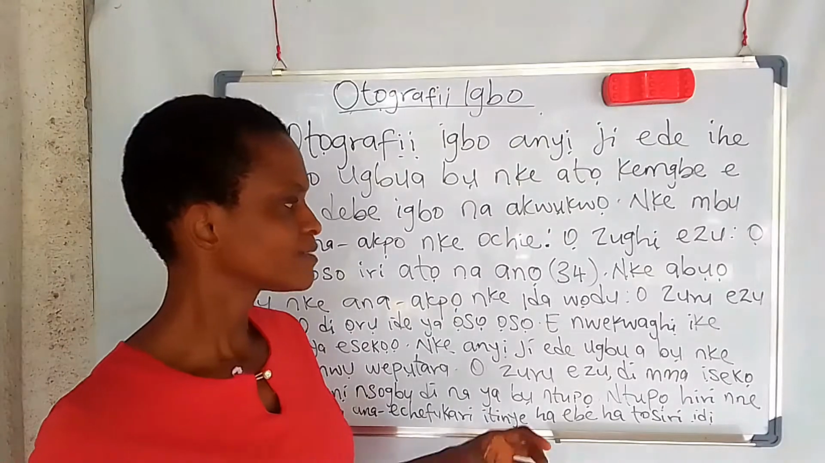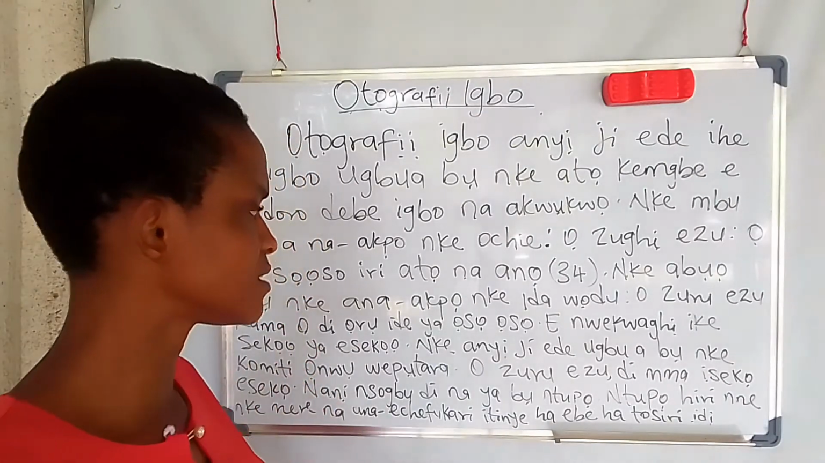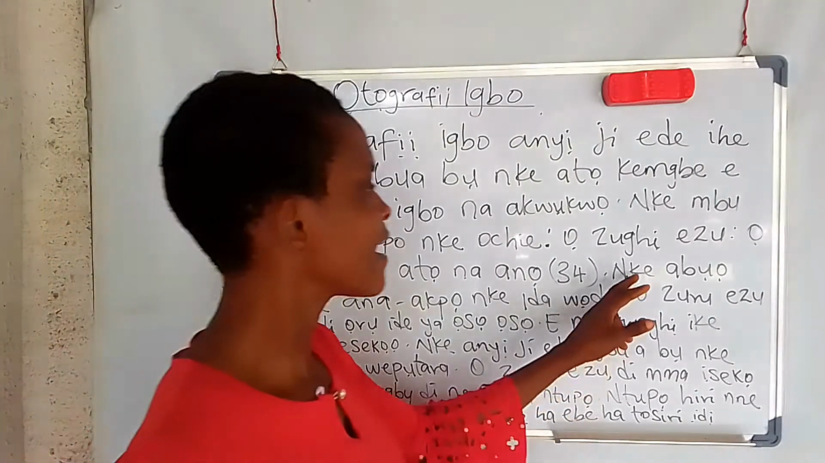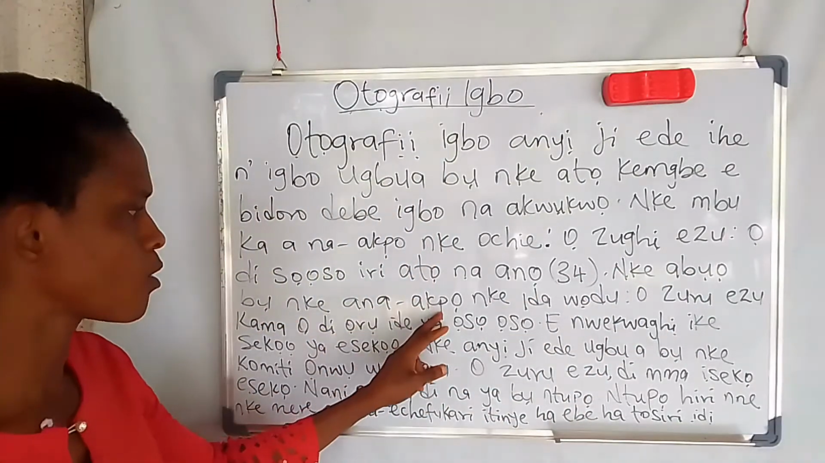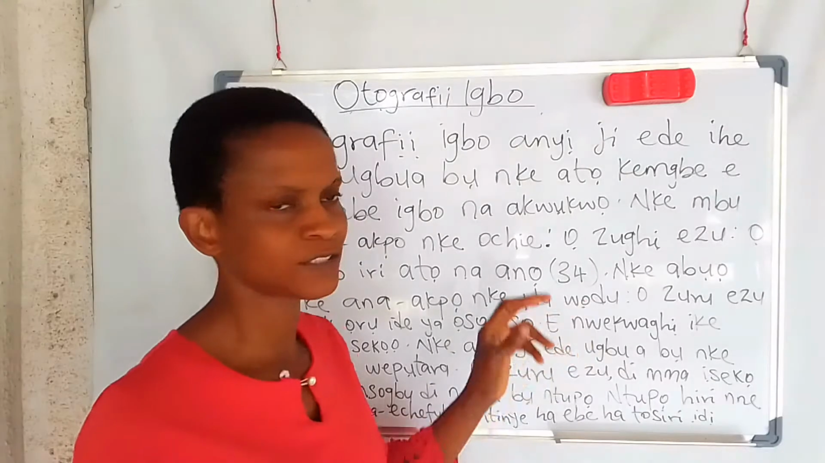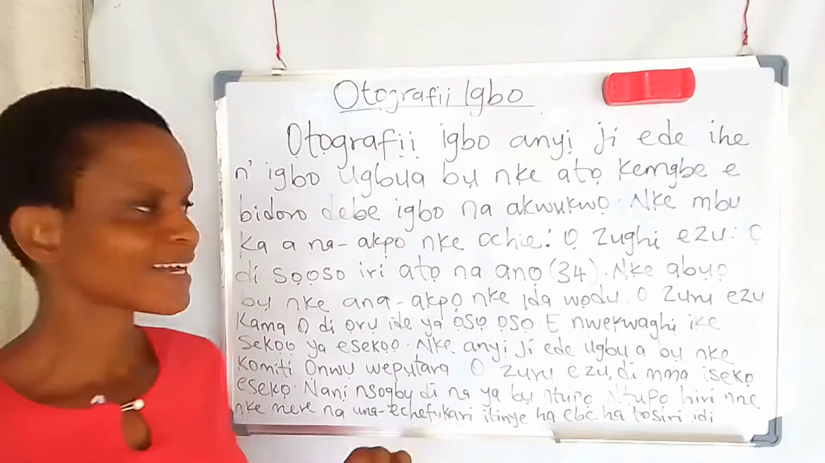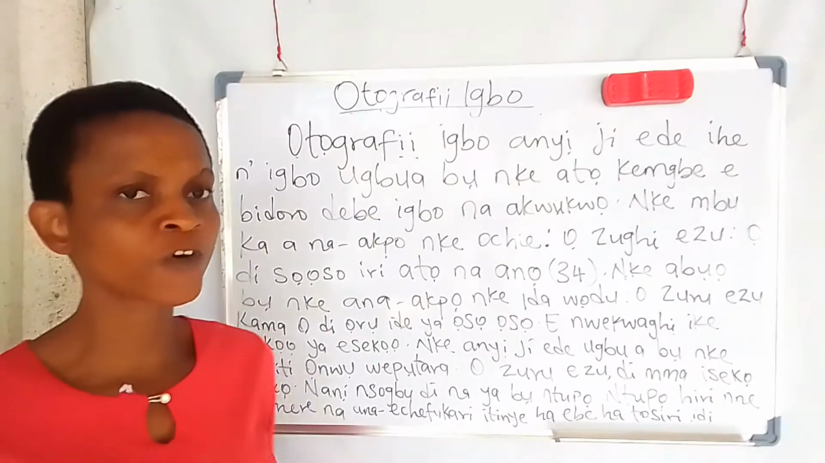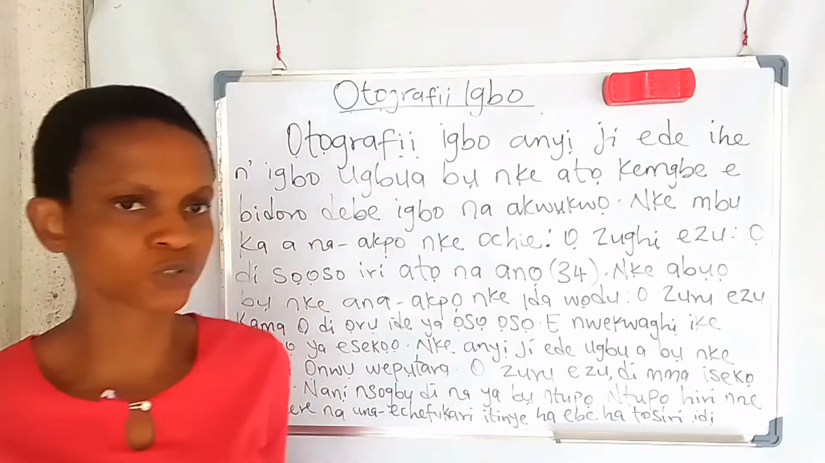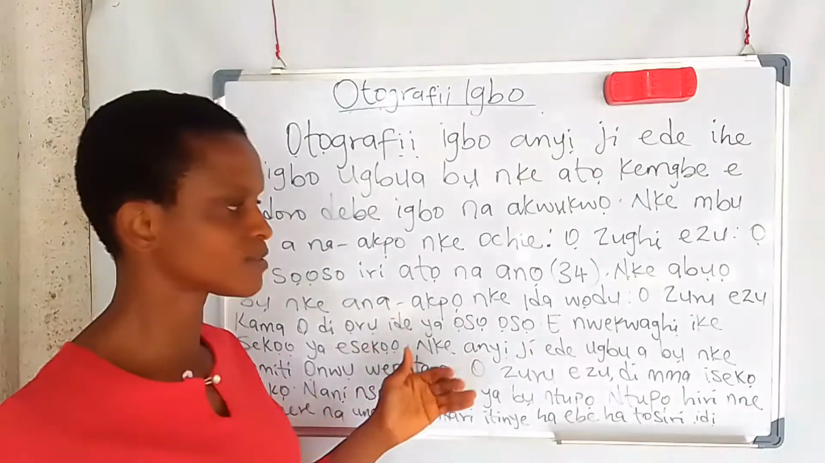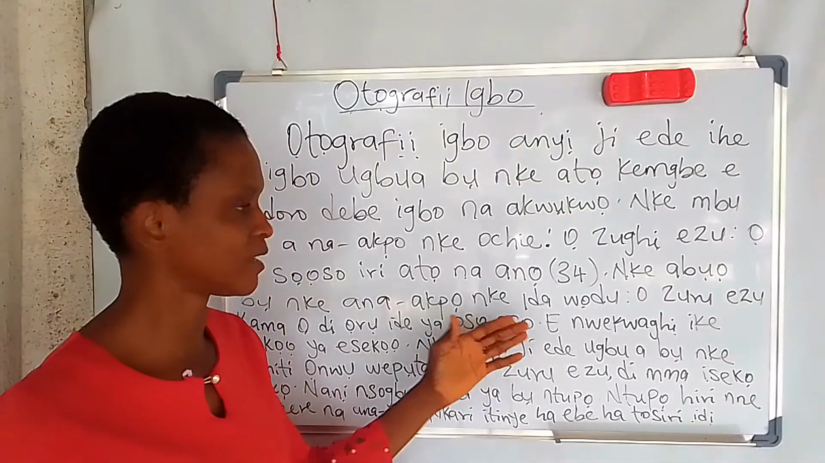Do you see it? Then the second one, when we stopped using the second one, is that nke abọọ, nke anọ na abọ, nke either word. Yes, that is the second one. The first one we tried to use is not good for us. It doesn't suit us. We now changed it to the second one, which is called either word.